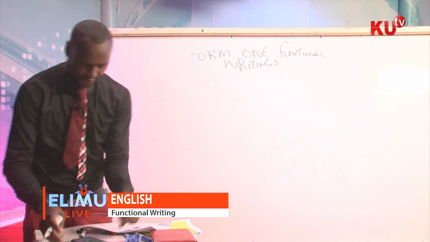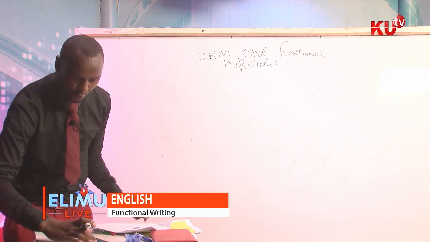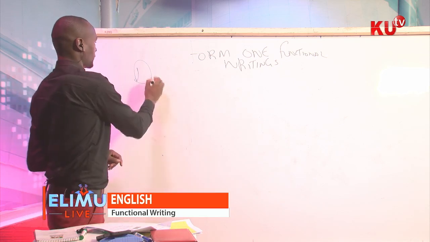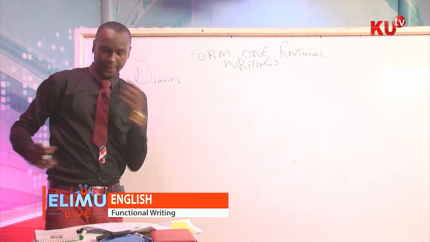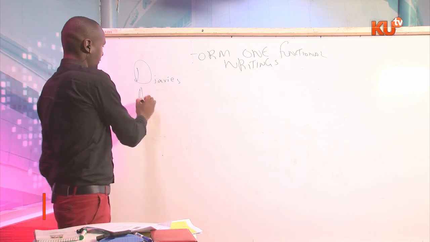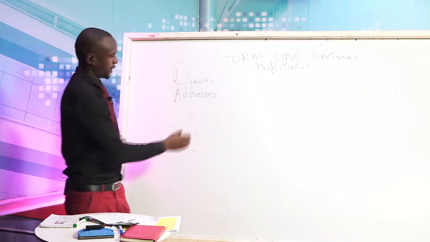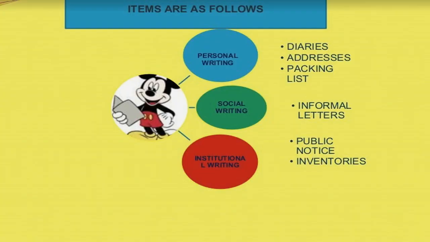Form 1 functional writings, as we said, include the diaries, addresses, the packing list. We call these the personal writings. Personal writings, as you can see on the slides.